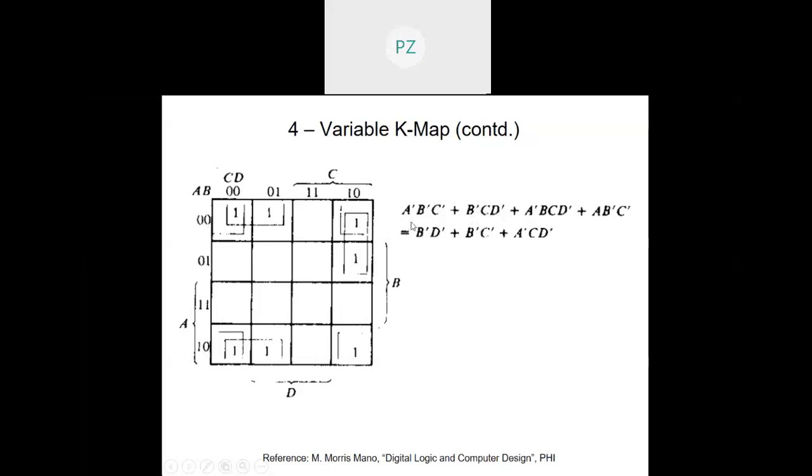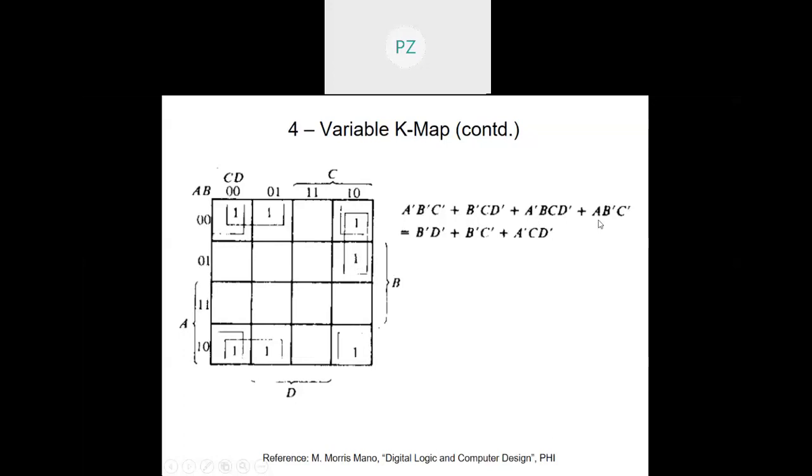So this product term is not in its canonical sum of product form. It is giving me these two ones, and the other product term is giving me this one as well as this one. Now A dash, B, C, D dash will be a single one, right? Let us look for 0, 1, 1, 0. So this one corresponds to A dash, B, C, D dash, a single one.